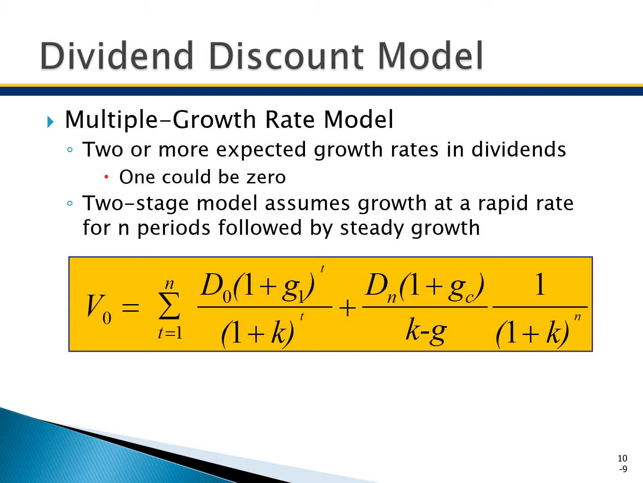One could be zero. So this would be a two stage model, assuming growth at a rapid rate for n periods followed by a steady growth, or it can be a 3 period, 4 period, 5 period model, depending upon what kind of stock you are dealing in. So what you will do is make phases of those different growth periods, and depending upon that you will determine the value of a common stock. The following formula can be used for determining the value of common stock based upon the multiple growth rate model.